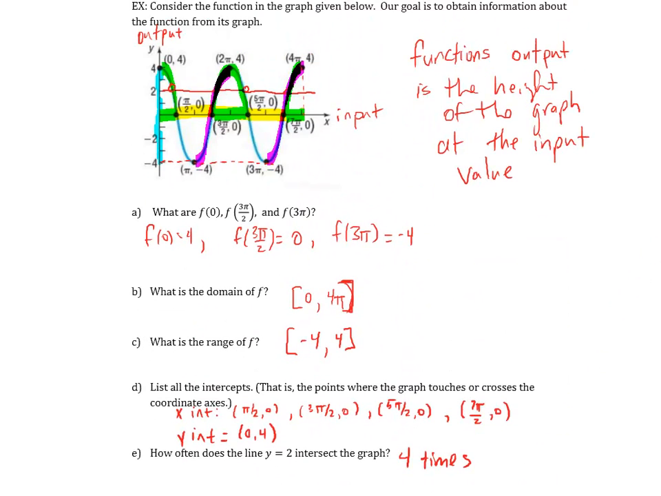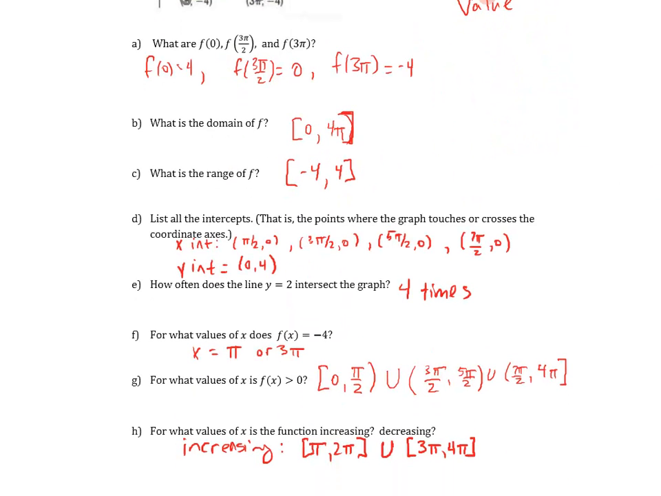When is it going downhill? All right, so it's going to go downhill on, I've run out of colors here, right here and right here. That's where it's decreasing, which means from 0 to pi and from 2 pi to 3 pi. These are all answers we're able to get from just looking at the graph.